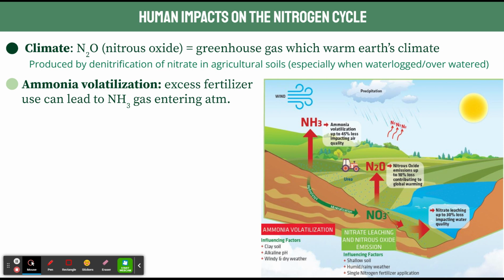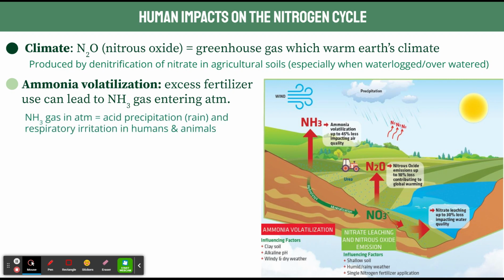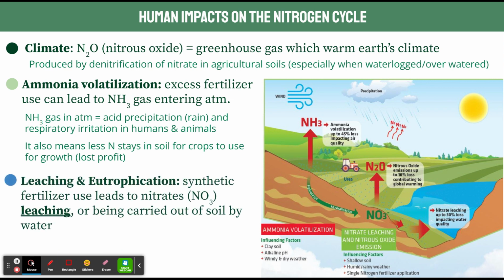being converted into nitrous oxide, or we have an overwhelming amount of excess fertilizer leading to NH3 gas entering the atmosphere. NH3 gas can lead to acid rain, which we'll talk about later this year when we get to our air pollution unit. This also means that less nitrogen stays in the soil for crops to use, so we actually have decreased plant growth.